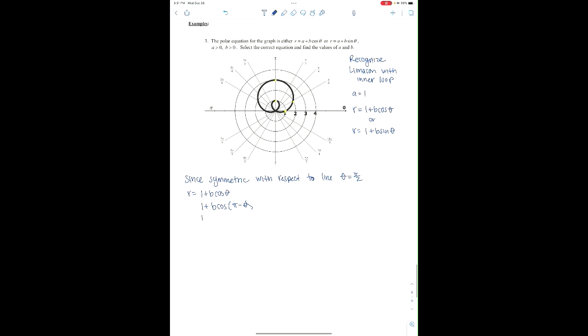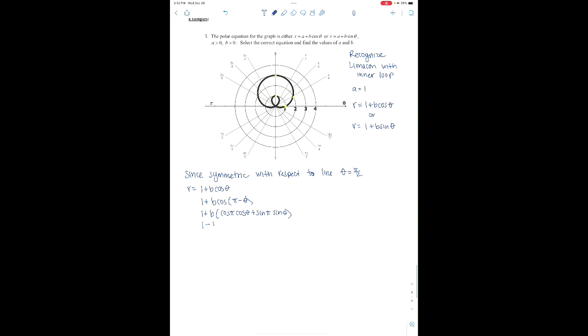That's going to give us 1 plus b, using trig identities, cosine pi cosine theta plus sine pi sine theta. Actually, it's going to be 1 minus b cosine theta. And it's not what we started with, so that's a fail. So let's check the sine.